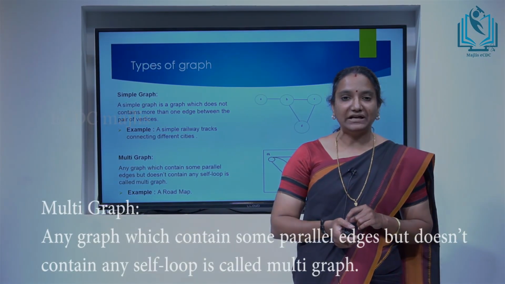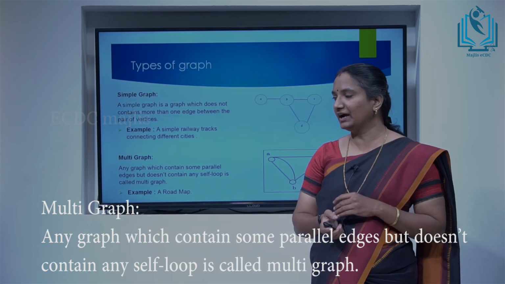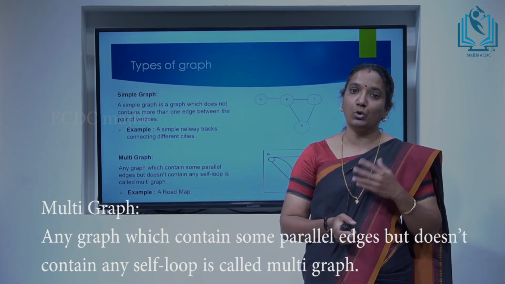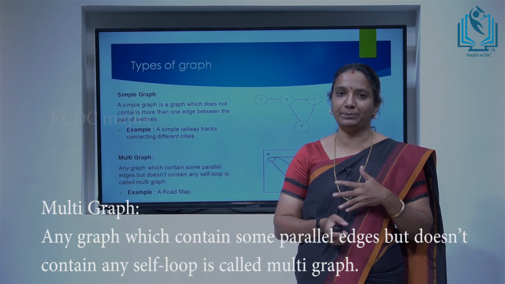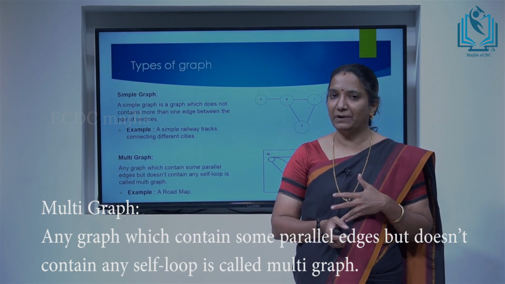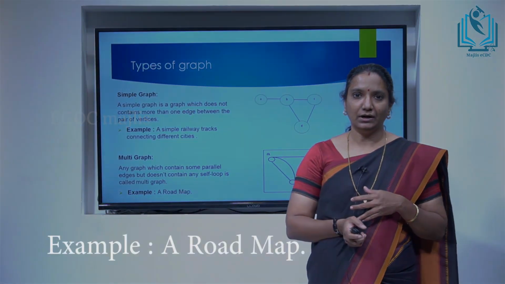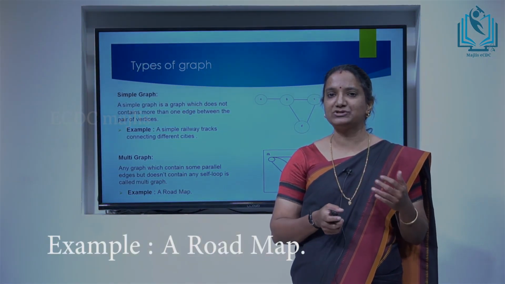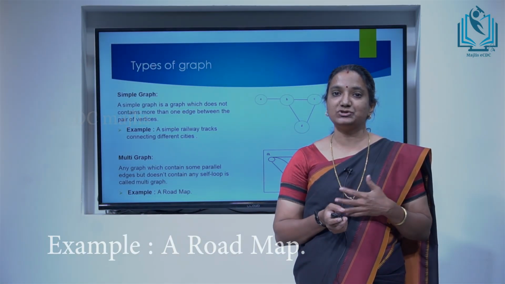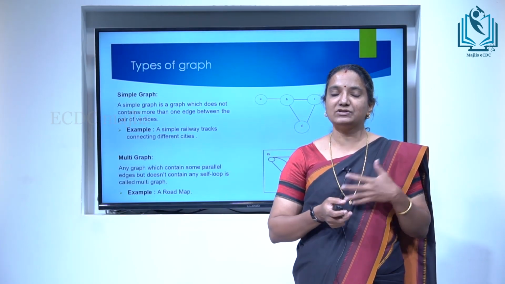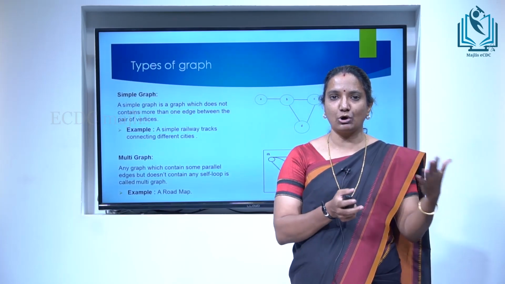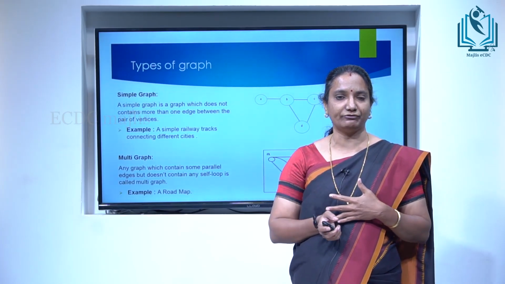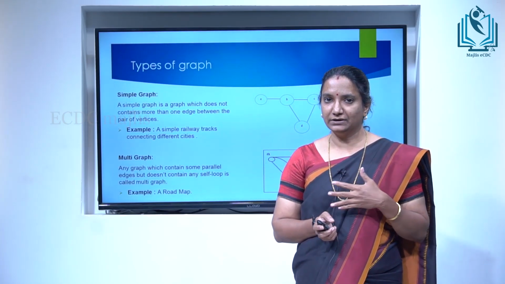Next, multigraph. A graph which contains more than one edge, that is parallel edges or multiple edges, is called a multigraph. Example, a road map, that is from one place to another place we can choose different routes. We are choosing the shortest route. There may be different paths, but we choose the shortest path. That is an example of a multigraph.